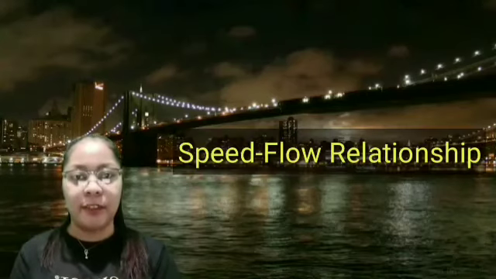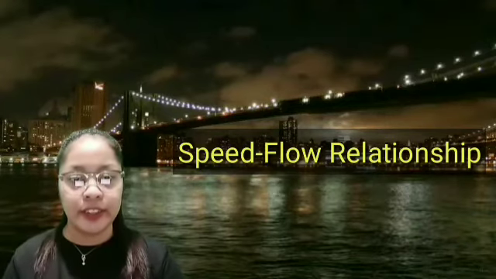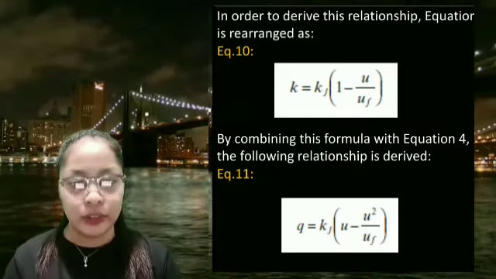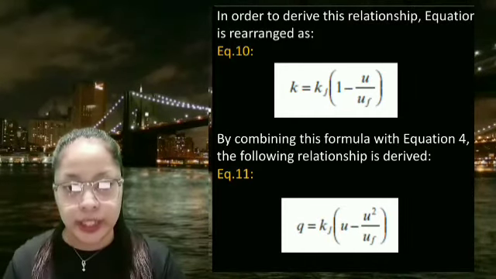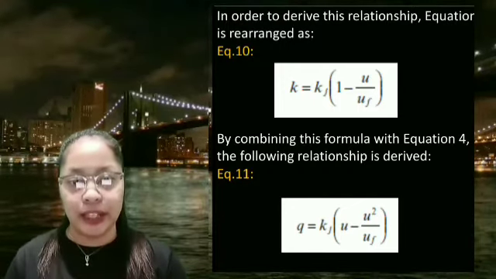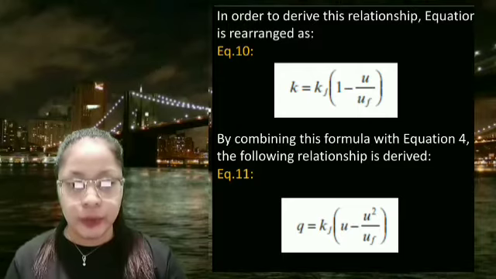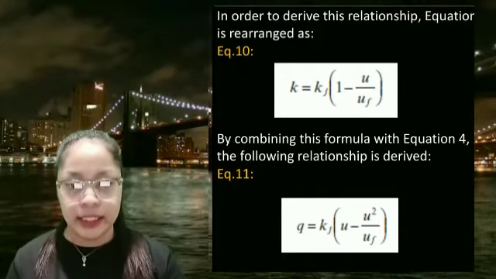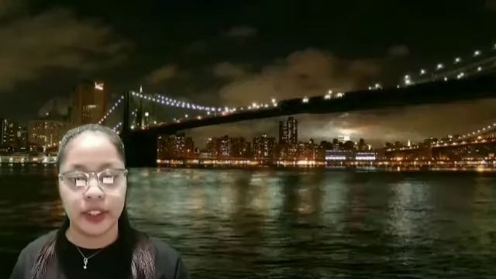Next is the speed-flow relationship. In order to derive this relationship, we rearrange the earlier equation, which is K equals the jump density times 1 minus U over the free flow value. By combining this formula with the equation, Q is equal to the jump density times U minus U squared over the free flow value. So that is the derived equation.